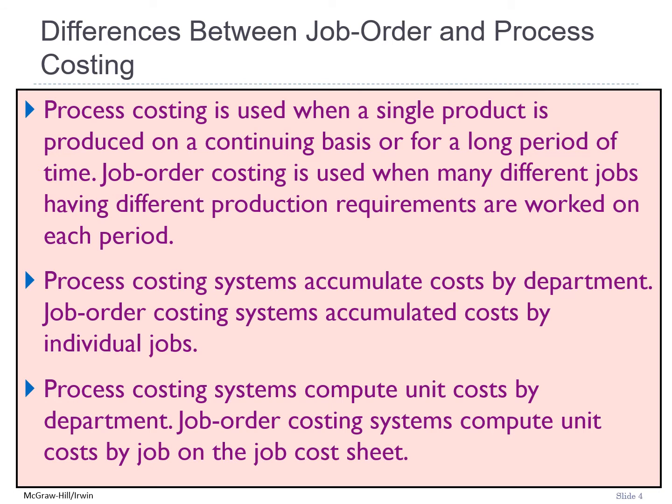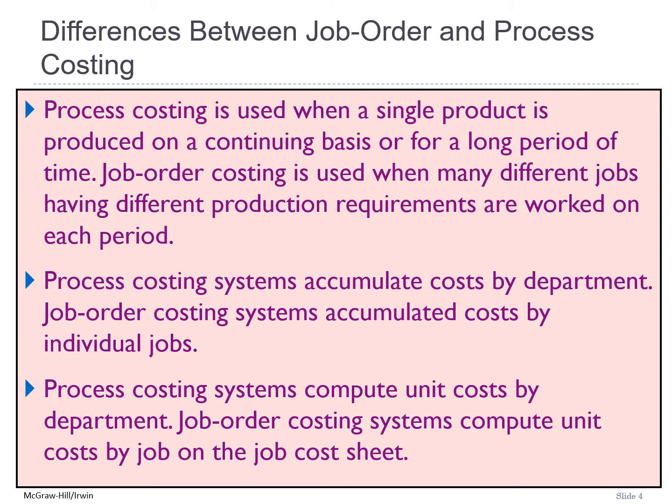In process costing system, the number of work in process accounts will depend on the number of production departments. So for example, if you requisition raw materials in the production for Department A, your entry will be debit to WIP, Department A, credit to raw materials inventory.